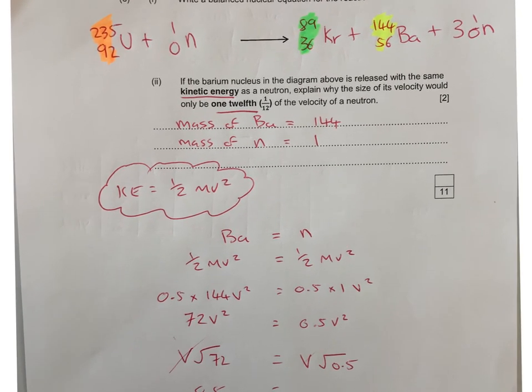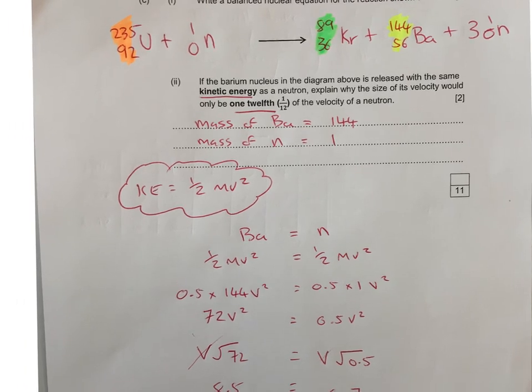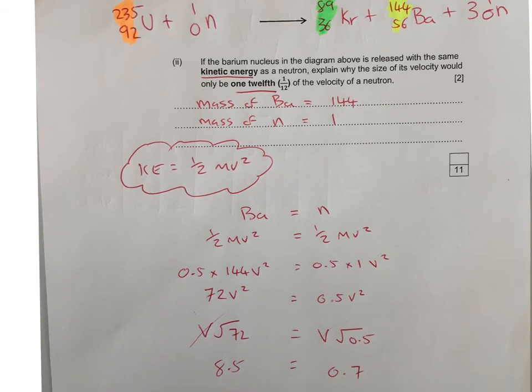Oh, this question then for 2 marks is all about recognizing kinetic energy equals half mv squared. Masses you can get from the mass numbers. So I've picked 144 there and 1 for a neutron. So I said barium's got to equal neutron. Let's get the ratio. Half mv squared has got to equal half mv squared this side. So 0.5, which is your half, times 144 v squared equals 0.5 times 1, because that's my mass number of a neutron, v squared.